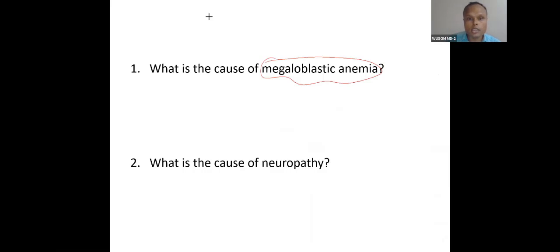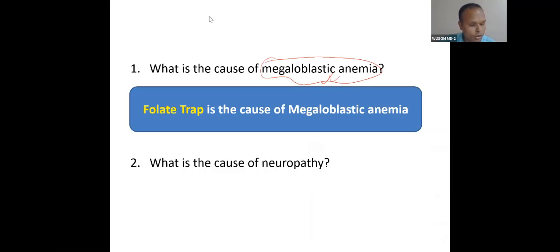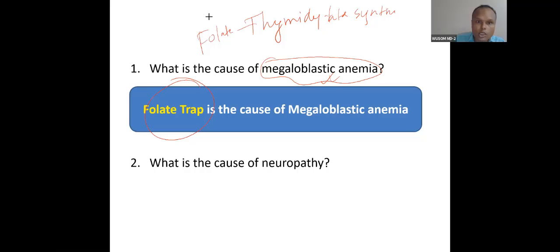What causes this megaloblastic anemia? The cause is folate trap. Remember, the cause of megaloblastic anemia, I have told you, is the enzyme thymidylate synthase. Don't forget this enzyme. Thymidylate synthase has folate, and this enzyme is required for thymine synthesis: addition of a methyl group to uracil and then thymine synthesis for DNA.